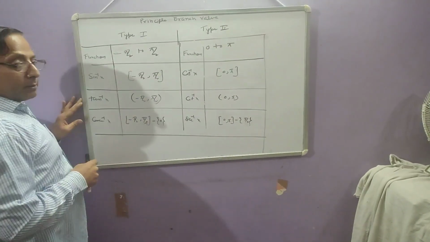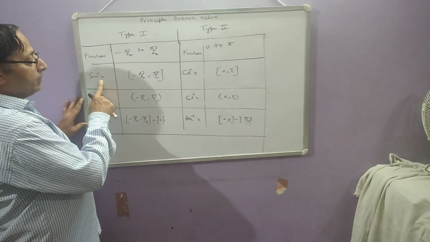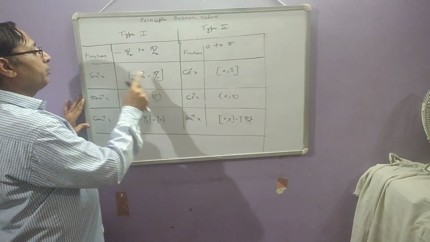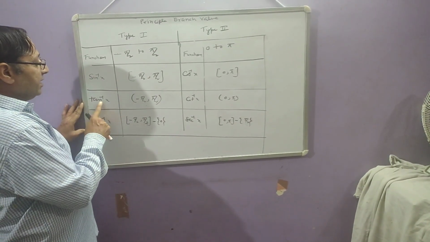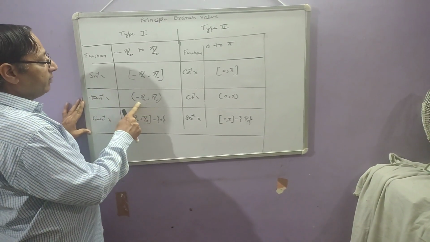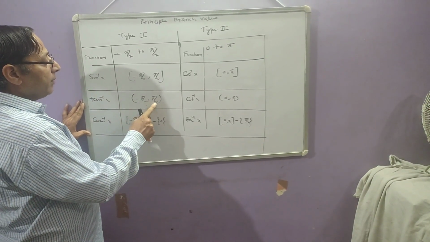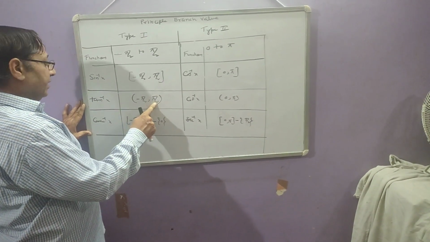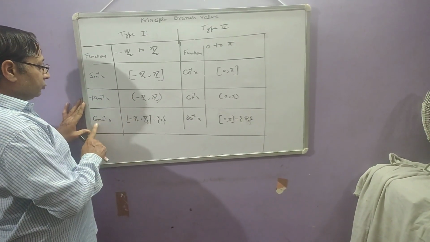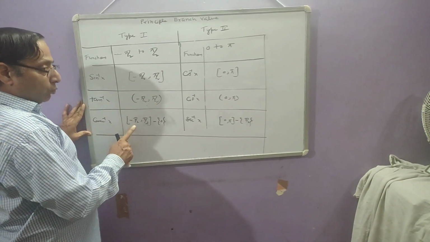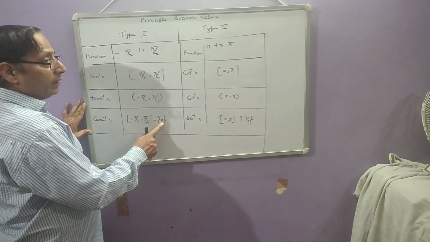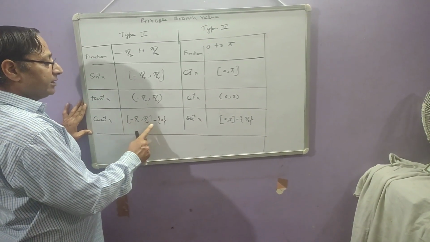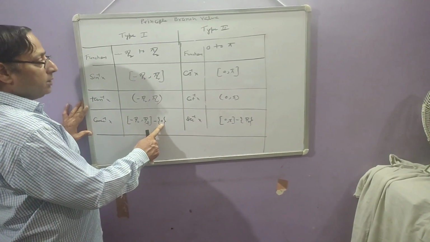Now look at the principal branch value. Sine inverse has a principal branch value closed interval from minus pi by 2 to pi by 2. Whereas tangent inverse x has an open interval from minus pi by 2 to pi by 2. Neither minus pi by 2 is included nor pi by 2 is included. The third one is cosecant inverse x. It is a closed interval but the central value is not included. From minus pi by 2 to pi by 2, its central value is 0 and 0 is not included.